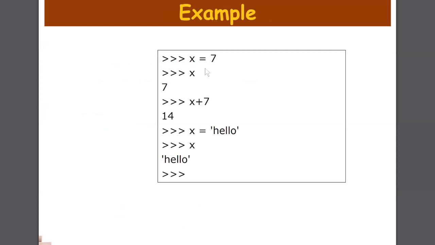Here is a simple variable assignment. So let's say we put x is equal to 7. If we print x, x is 7, and then we want to, let's say, add 7 to x, it'll give you 14. And then we can also set x to, like, this is what I was talking about, a string. So hello, and then x can also be hello.